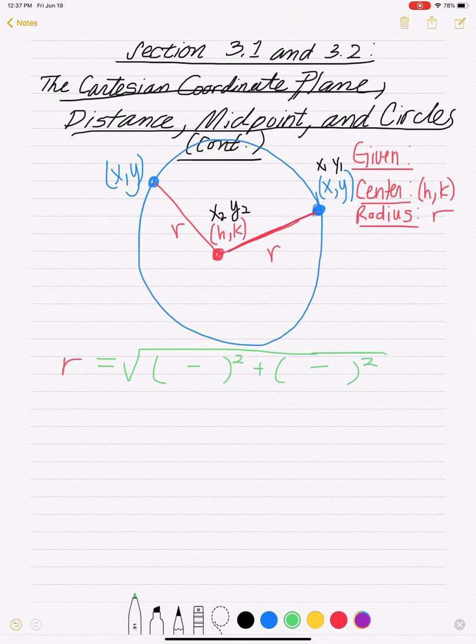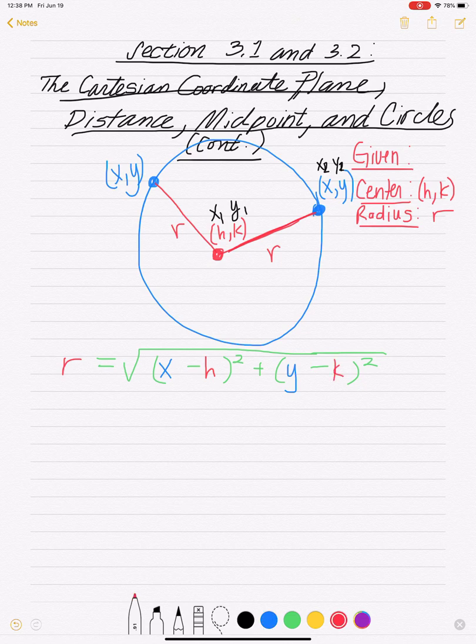Okay, let me switch these labels around. I'll call this one x1, y1. And I'll call this one here x2, y2. Just so we're okay. So you're going to do x2 minus x1. So x2 is x, minus x1 is h. All right, squared plus, then we're going to do y2 minus y1. y2 is a blue y, and y1 is a red k.